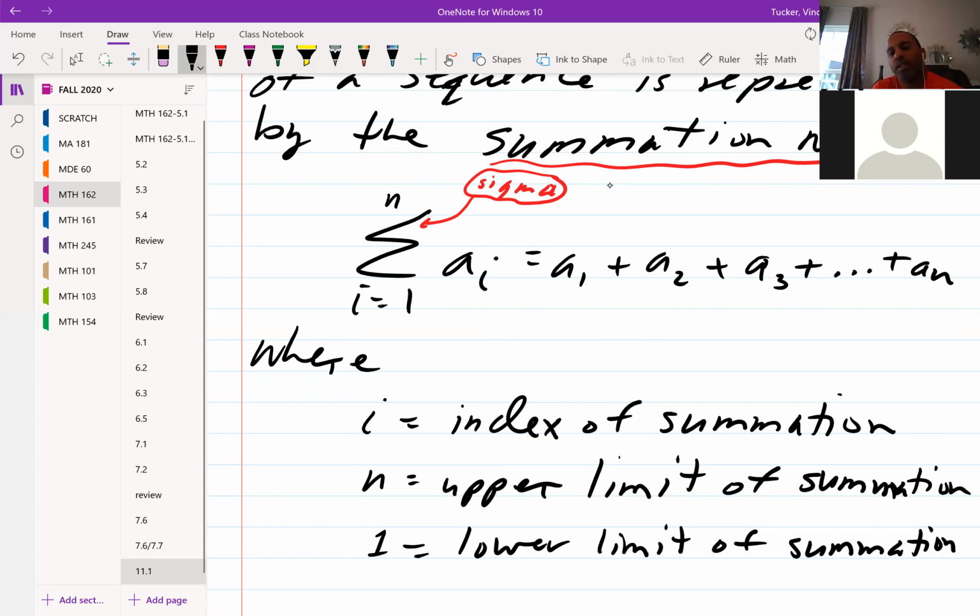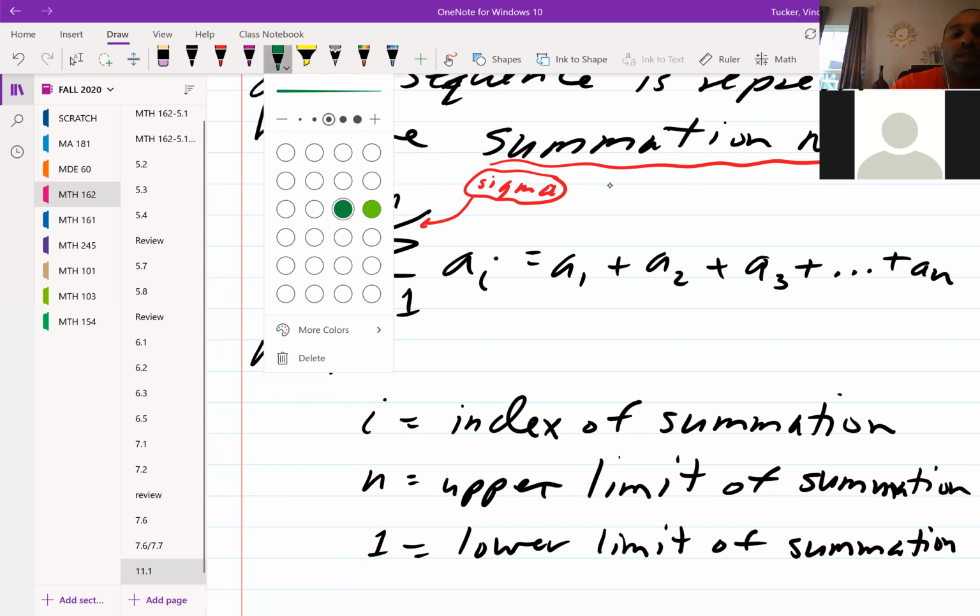All right, so i is the index of summation. That's the letter that's going to change throughout. It will start with your lower limit of summation, which in this case will be 1. That 1 that's down bottom, i equals 1, is where it starts. And then your upper limit of summation is n. That's where your terms will end. So you'll see in the next example.